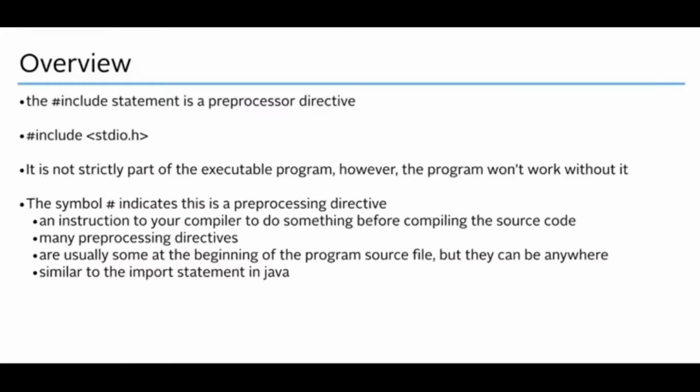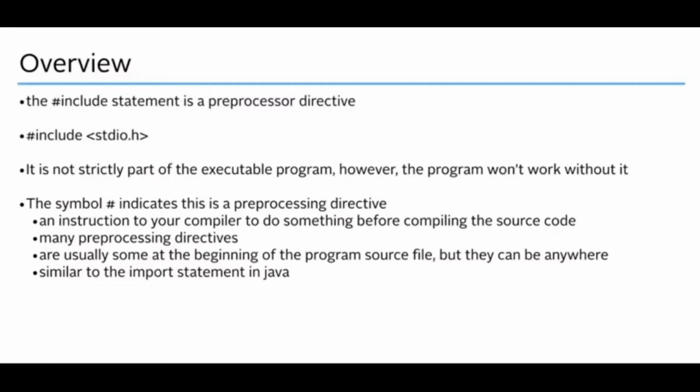We talked about that, which is an instruction to your compiler to do something before compiling the source code. There are many preprocessing directives, and we gave some examples in our preprocessing lecture. We talked about constants, define statements, and if and else and so forth, the conditional preprocessing directives. But this is one of the most commonly used ones, the include. These directives can be anywhere in your source code, but they are usually at the top.